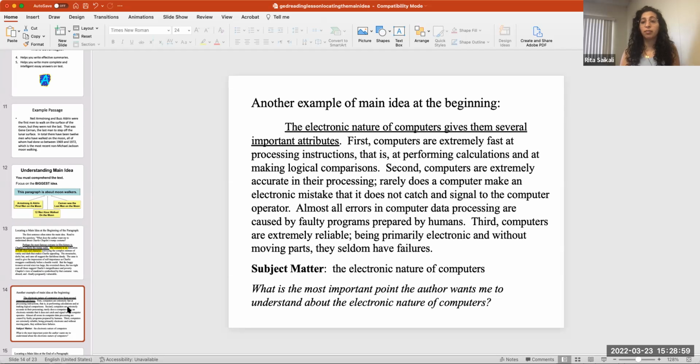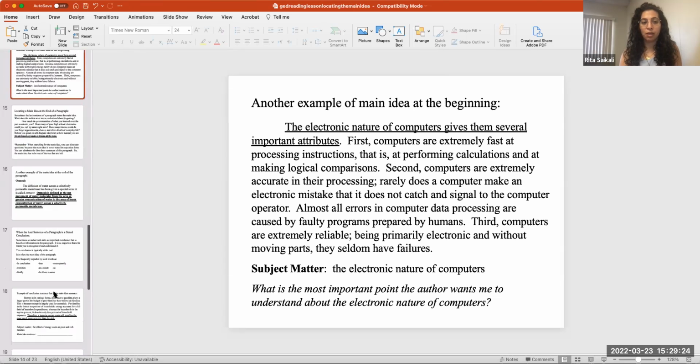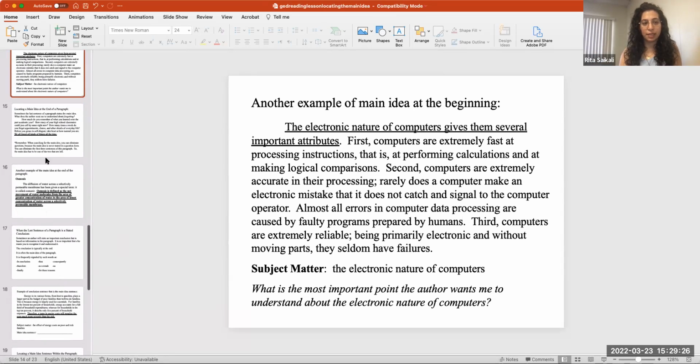Electronic attributes, right? And then he goes on to give the example. And in this one, it's clear because we have first, we have second, we have third, right? So it's clear and you understand it more because you know what he or she is talking about. So once you understand what the author is talking about, then it's all good. You got this, right? So it makes it easier.